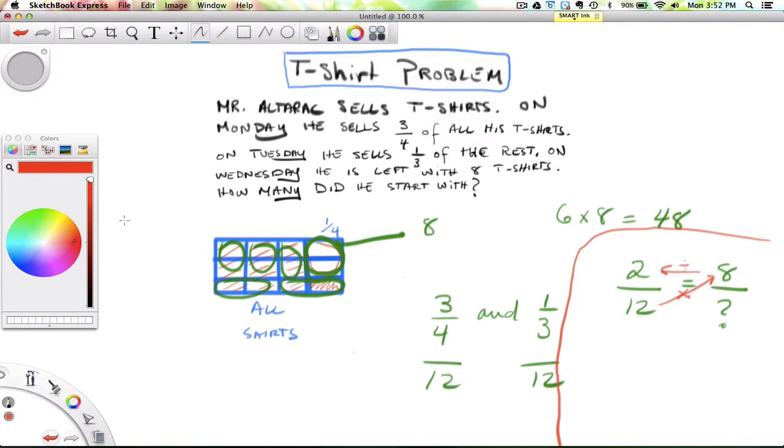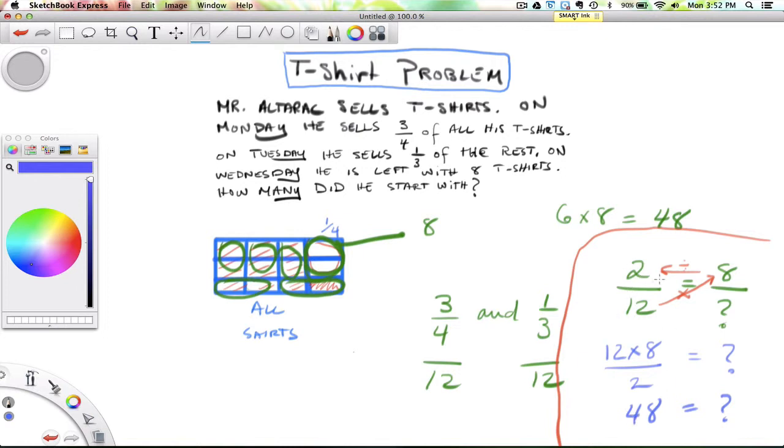And so if we do this with our calculators, we get 12 times 8 divided by 2, that's our question mark. And our question mark represents the total amount of t-shirts. And if we do this on our calculators, we end up with 48 is our question mark. So the total number of t-shirts is 48.